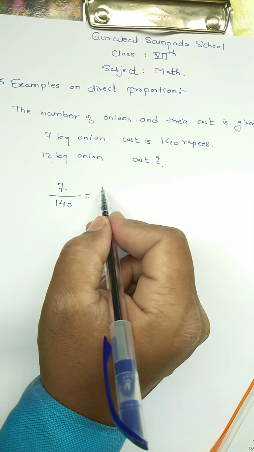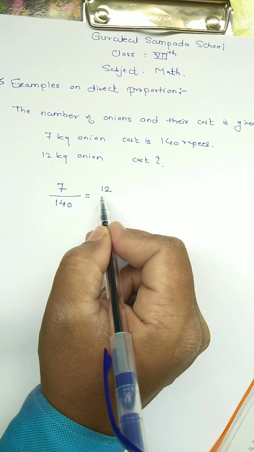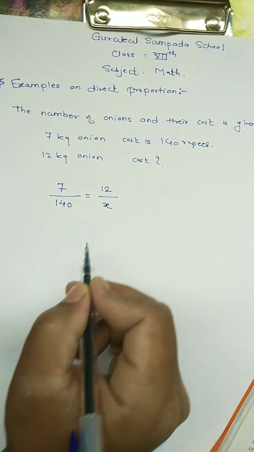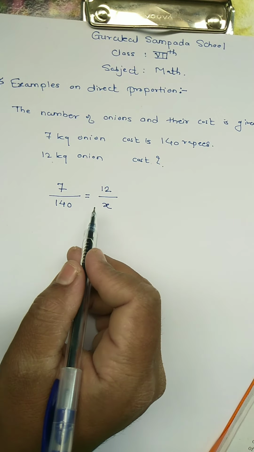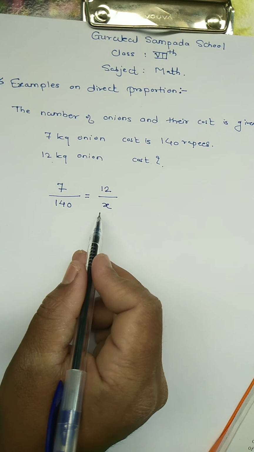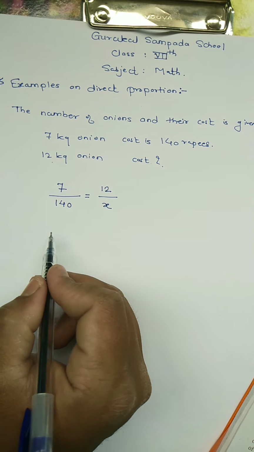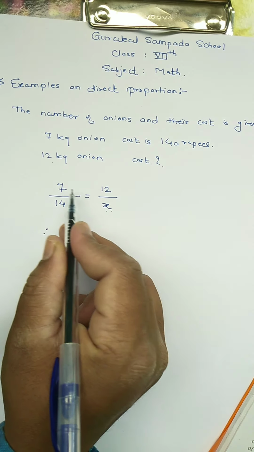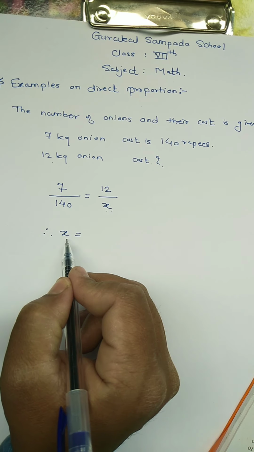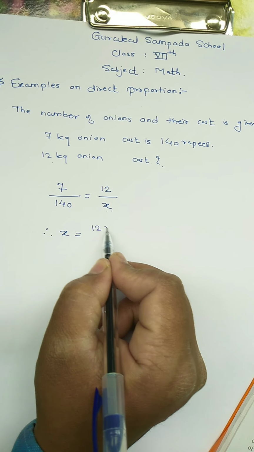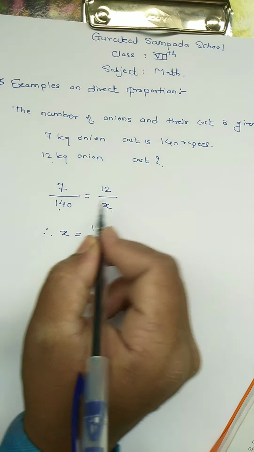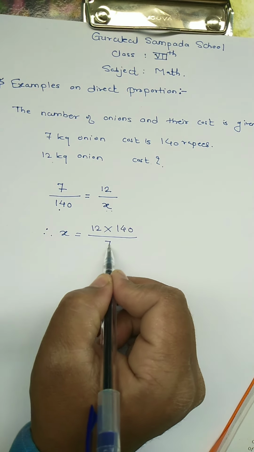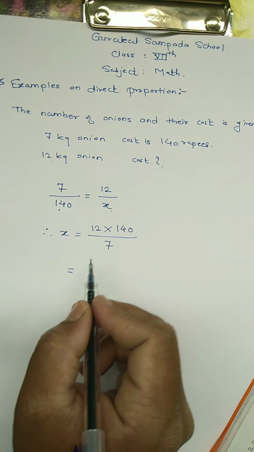Then we ask, if we have to purchase 12 kg onions, what will be the cost? For that purpose we consider the cost for 12 kg onions to be x rupees. Here we want to find the value of x. So we take x on the left side. Whatever is divided, when it goes to the other side, becomes multiplied. So 12 as it is, 140 is multiplied, and 7 will be shifted to the denominator.